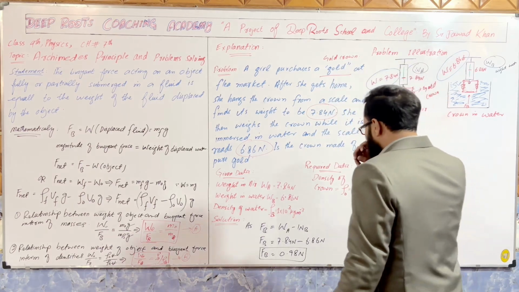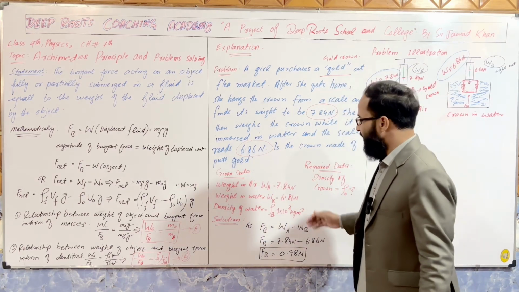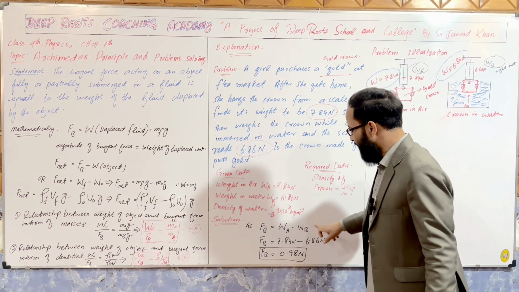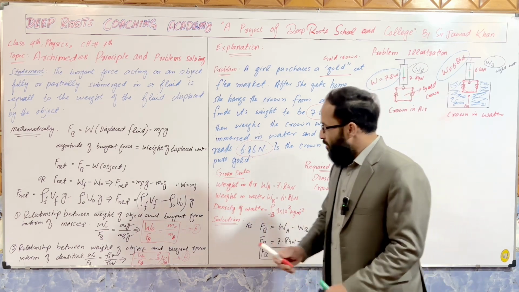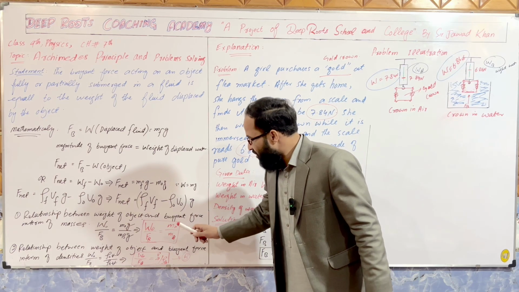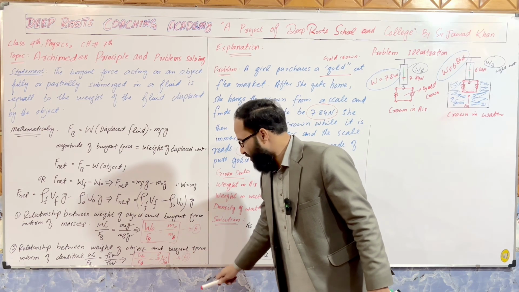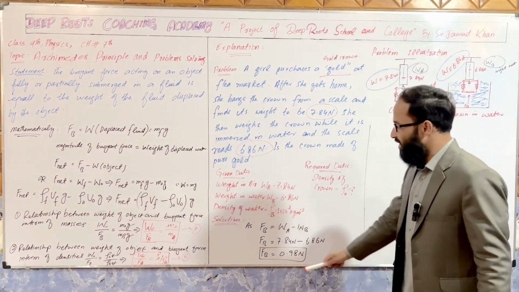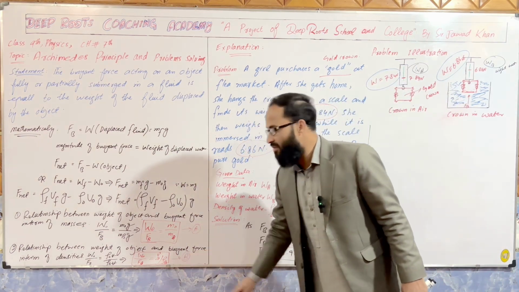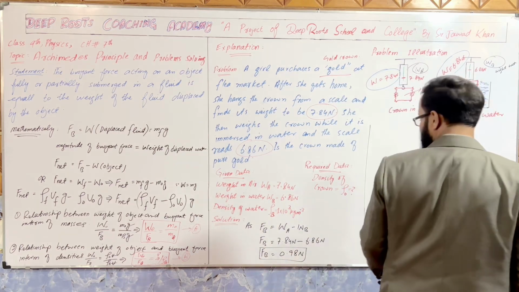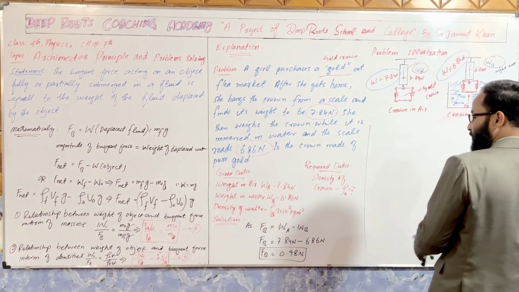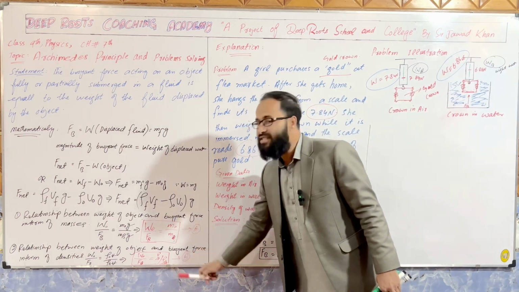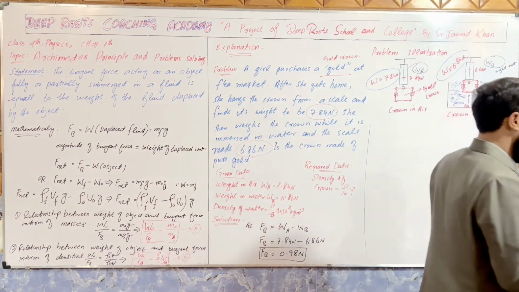Now, here we have all the required things: weight in the air, weight in the water, density of the water, and buoyant force. By checking these two relations, we can find the density of the object by using relation number B, which is W_O by buoyant force is equal to density of the object with respect to the density of the water.